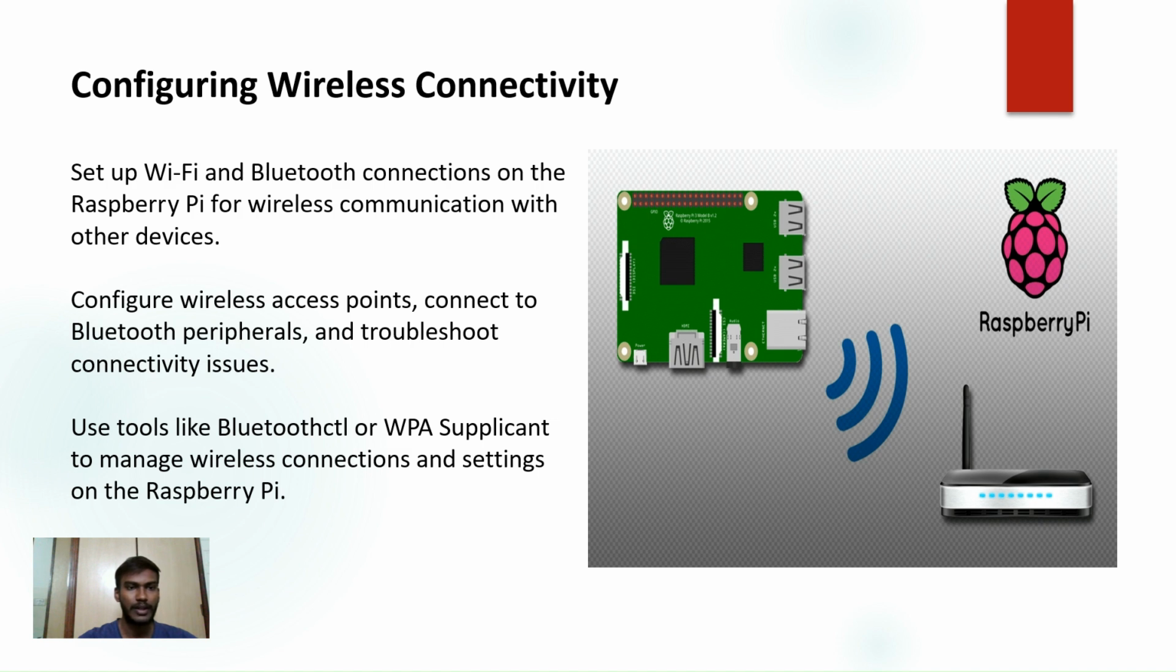Configuring wireless access points, connect to Bluetooth peripherals, and troubleshoot connectivity issues. Use tools like bluetoothctl or wpa_supplicant to manage wireless connections and settings on the Raspberry Pi.